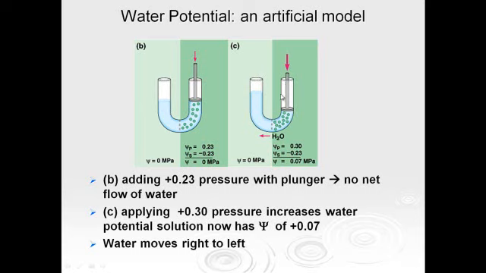If you continue to plunge on this side, so no water comes back up, the solutes are going to become more concentrated. That's true, but if you push hard enough, you will have more water being forced through the membrane out to this side. And so in this case, a pressure potential of 0.3 and a solute potential of a negative 0.23 gives you a water potential of 0.07, which is bigger than 0, and so now the water is going to go the opposite direction.